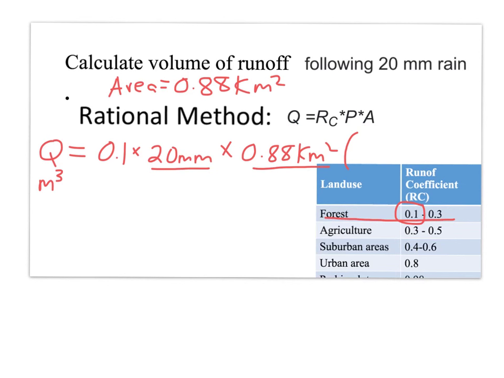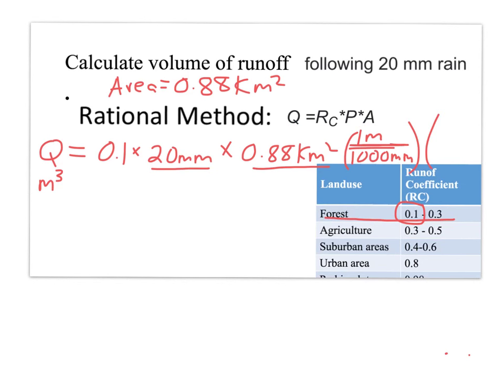So really all that is I'm multiplying by 1, but 1 in a way that I'm setting some number of millimeters equal to some number of meters, and same with the kilometers squared. So here we know that 1 meter is equal to 1,000 millimeters.